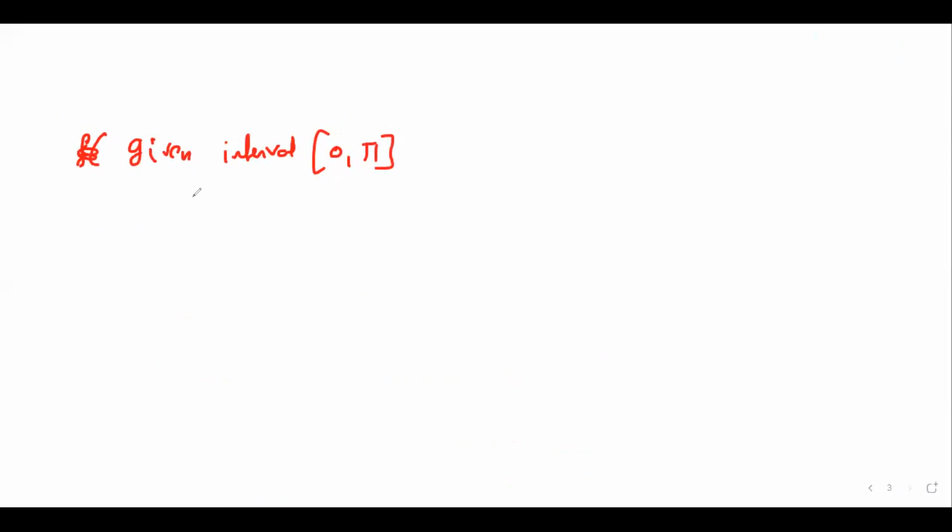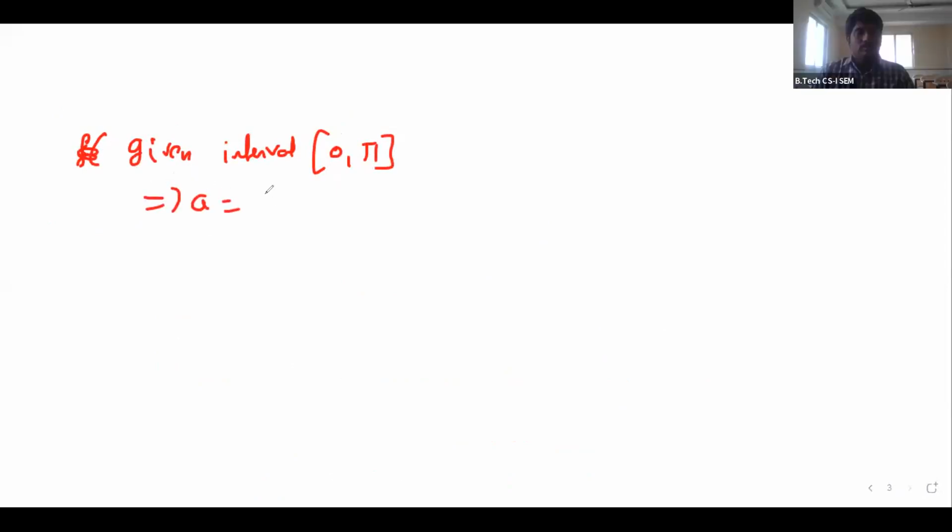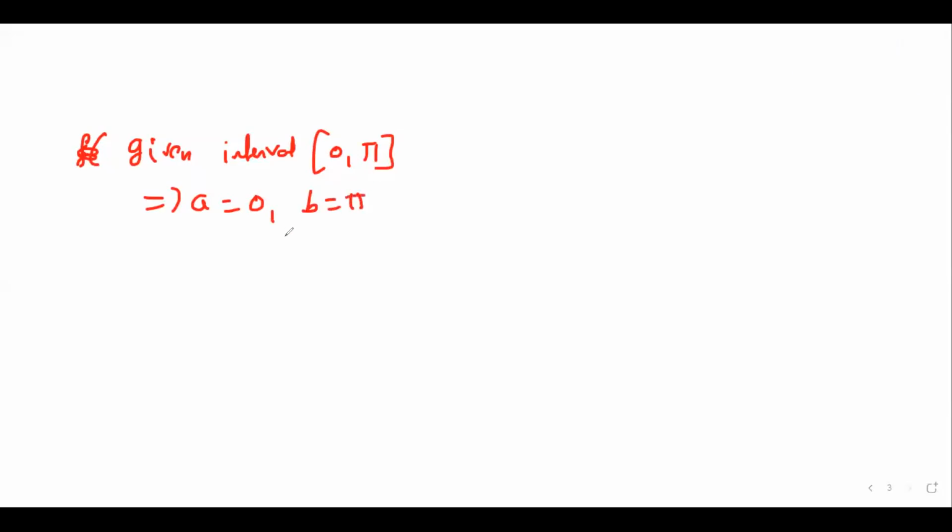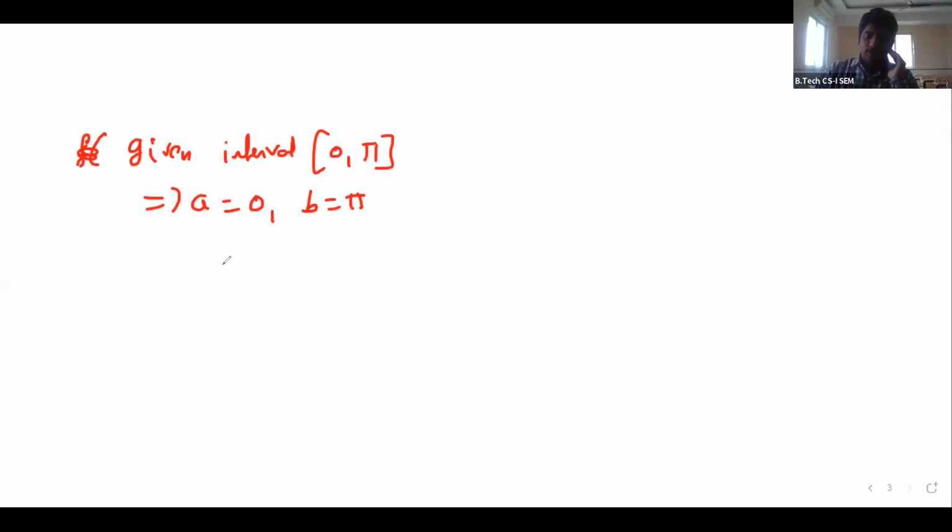So we have to verify. First we have to check f of a is equal to f of b or not. First, what is the given interval? What is the given interval? Tell me. In the question, what interval is given? 0 to pi. So a is equal to 0, b is equal to pi. Remember, always when an interval is given, a is equal to starting, b is equal to ending.